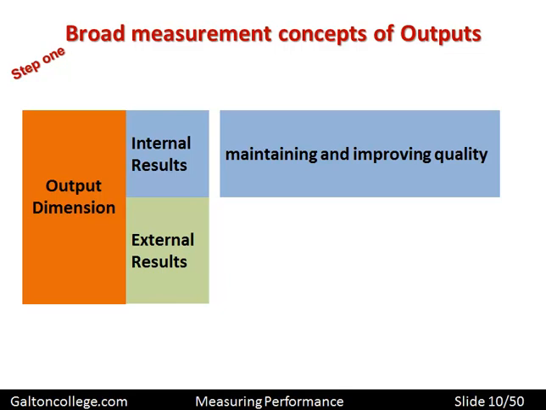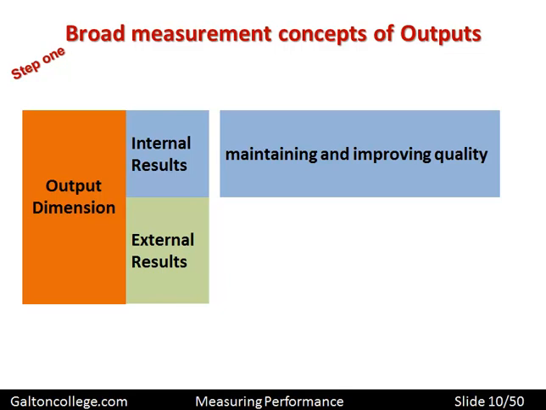This product has to be sold. So it has to go to another place where it will be sold, and it must enable the customers, the buyers of the product, to receive a benefit. That's their motivation in purchasing. So there's an output dimension.